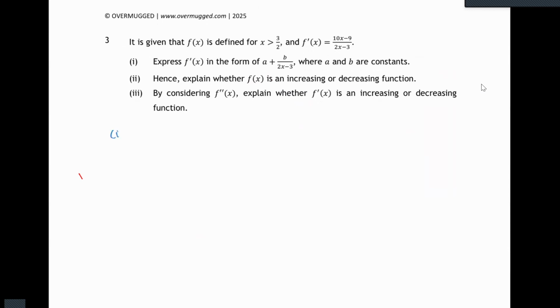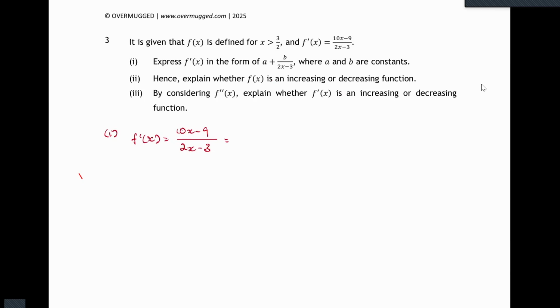Number one, my favorite method to do is juggling. Juggling is basically trying to create the denominator factor in the numerator. So if I have say f'(x) equals to (10x minus 9) over (2x minus 3). In JC, this method is very commonly used. It's just that in lower secondary or upper secondary you would do long division. Long division takes a bit of time, so I will just present this method. If you don't like, you can just do long division, it's fine.